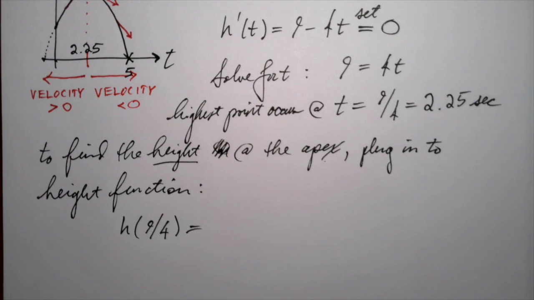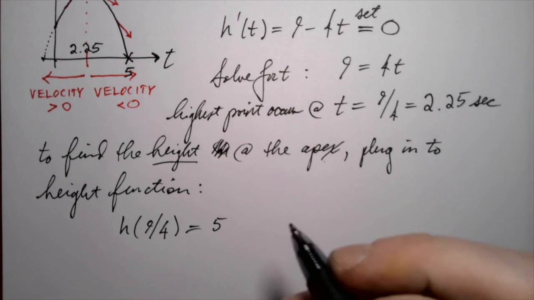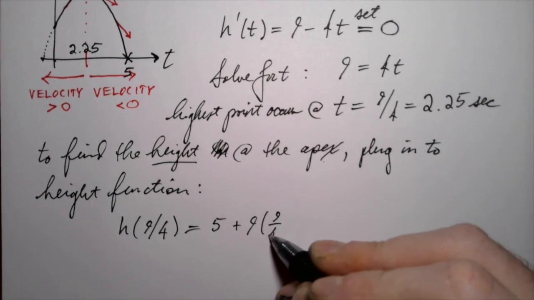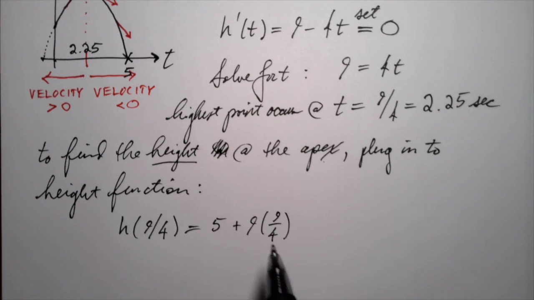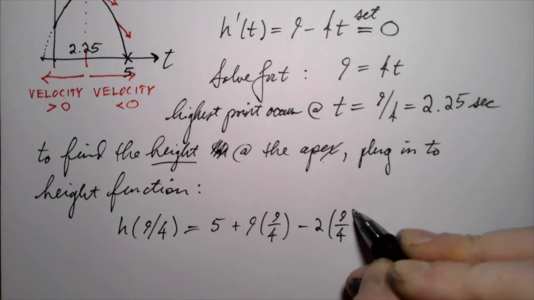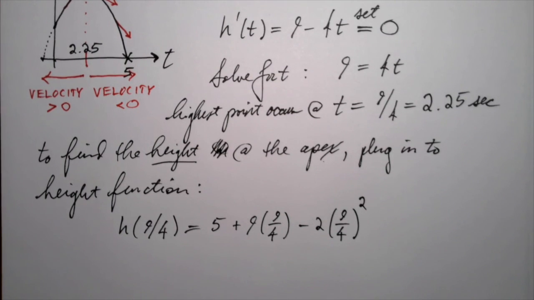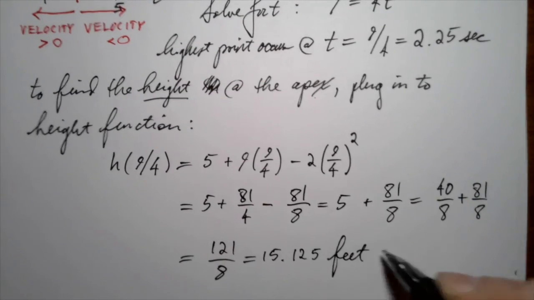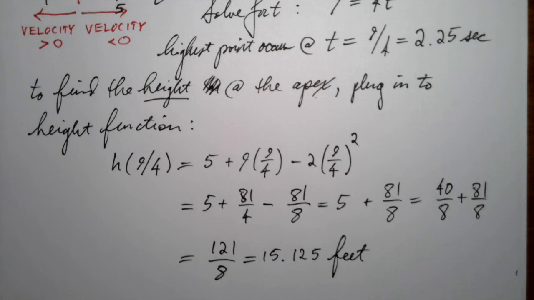We have to remember what the height function is. It was 5 plus 9t minus 2t squared. So I'm going to evaluate that function at t equals 9 over 4. So it was 5 plus 9t minus 2t squared. So we need to evaluate at 9/4 squared. So that's the answer. The mug reaches a height of 15.125 feet at its maximum height.